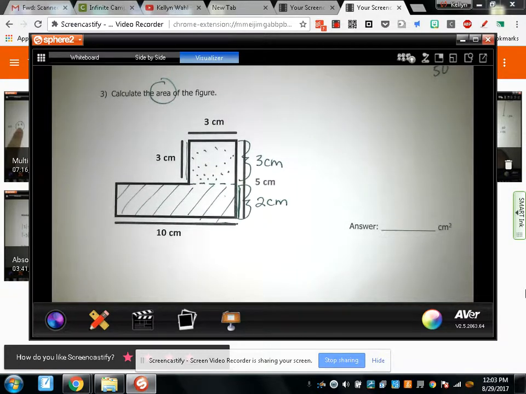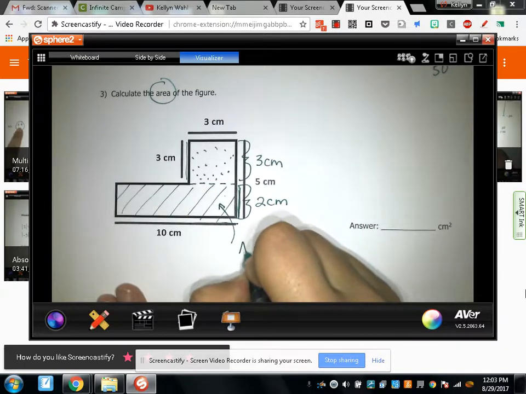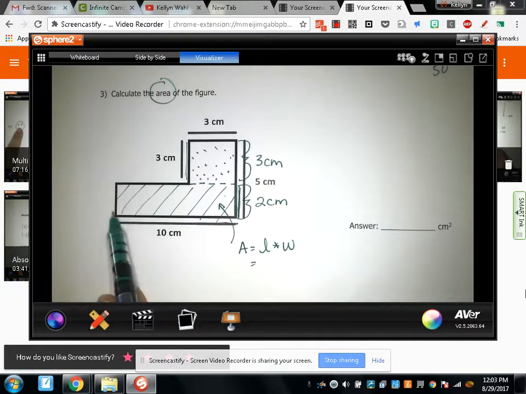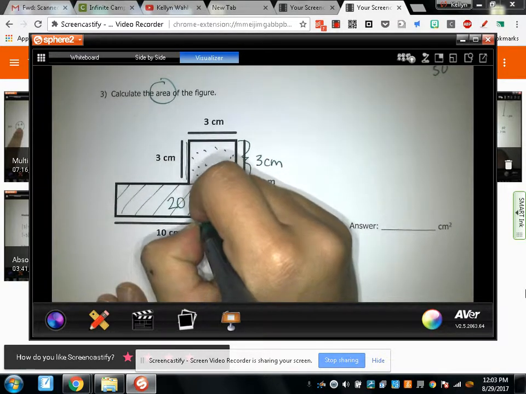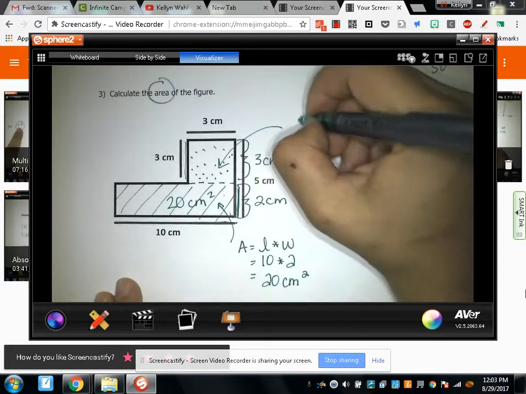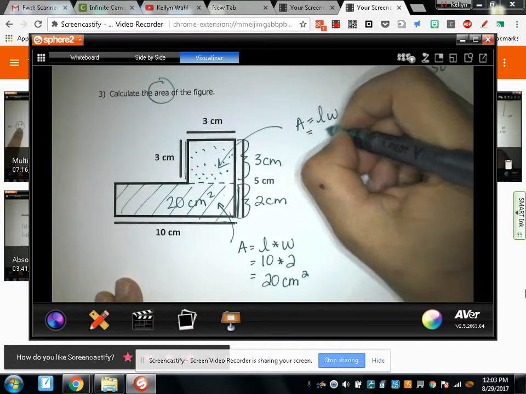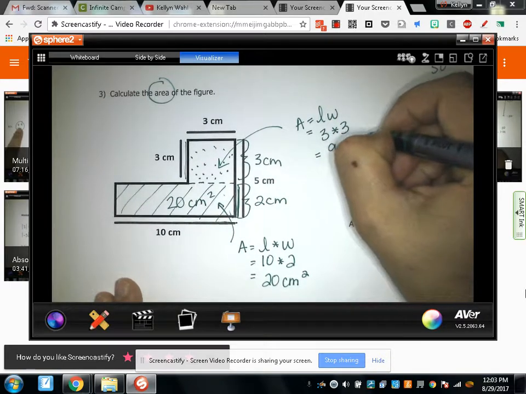So now I'm going to find the area of these two basic shapes. The area of a rectangle is area equals length times width, which we just discovered is 10 times 2, which is 20 centimeters squared. Then the area of a square, we could also do length times width if we wanted to because it's also a rectangle. So that's 3 times 3, which is 9 centimeters squared.